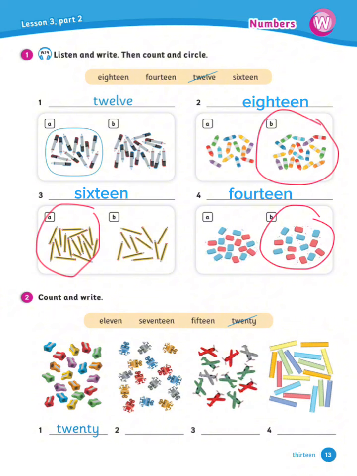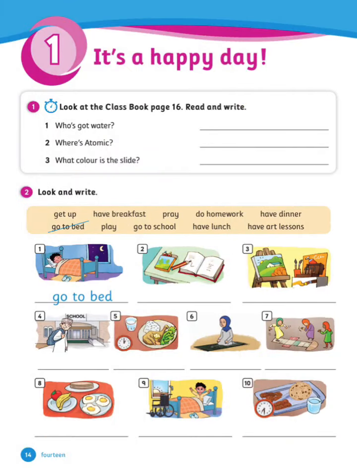Exercise number 2. Count and write. Count each group, then write the number in words. Number 1 is done for you. 20. Number 2, 15. Number 3, 11. Number 4, 17.